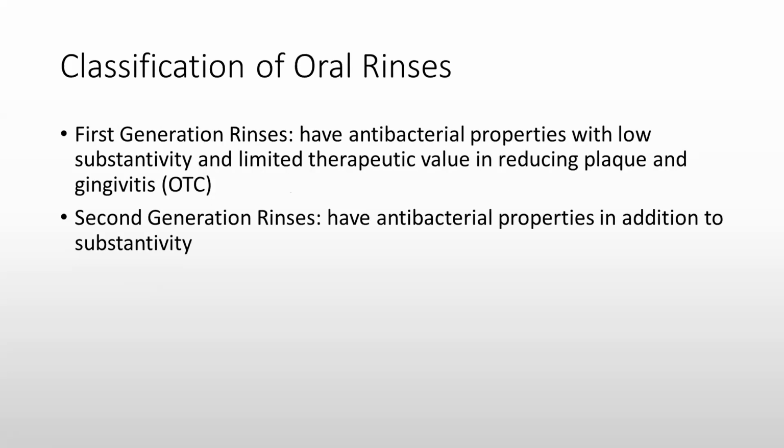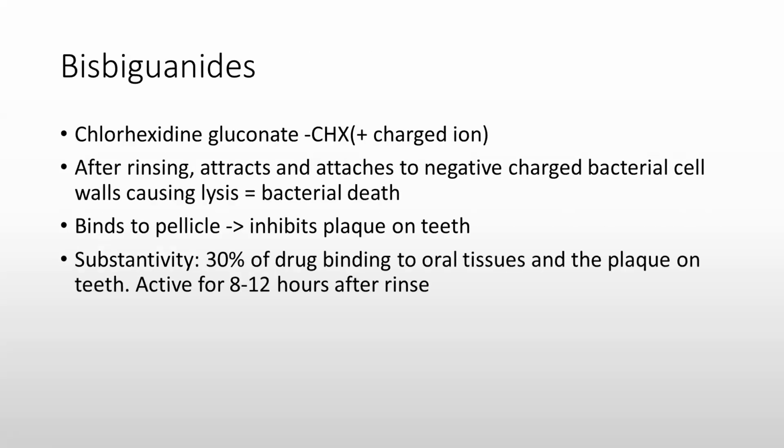So you need to know about first generation and second generation of mouth rinses. The first generation rinses have antibacterial properties with very low substantivity and limited therapeutic value in reducing plaque and gingivitis. And those are typically your over-the-counter mouth rinses and mouth washes. They're just cosmetic. First generation versus second generation have antibacterial properties in addition to substantivity. So they're actually doing something.